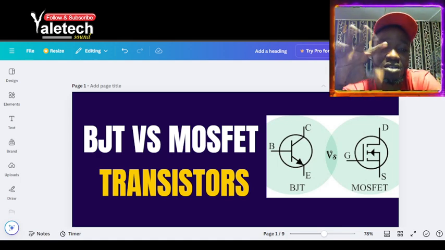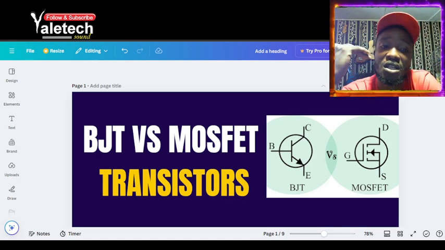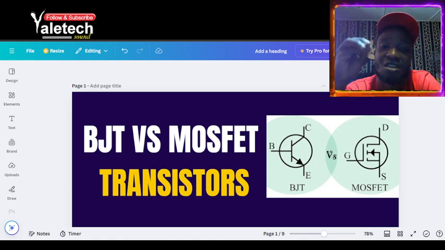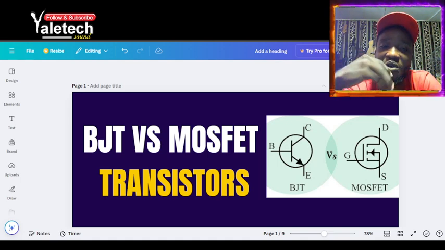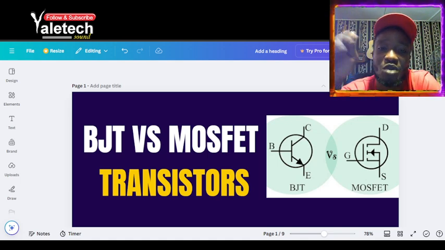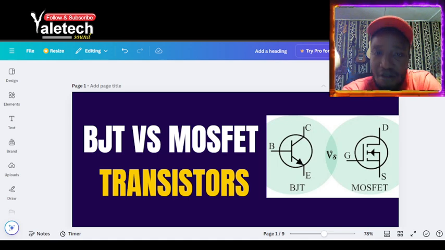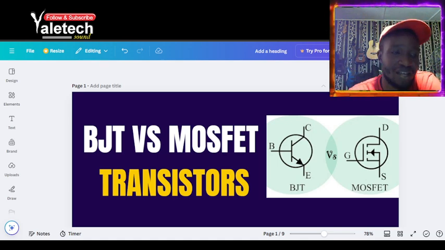So today we want to centralize our focus on BJT and MOSFET transistors. What are their differences? Can we use them interchangeably and the rest? So that is what we'll be looking at today. Without wasting much of our time, let's dive in very fast.